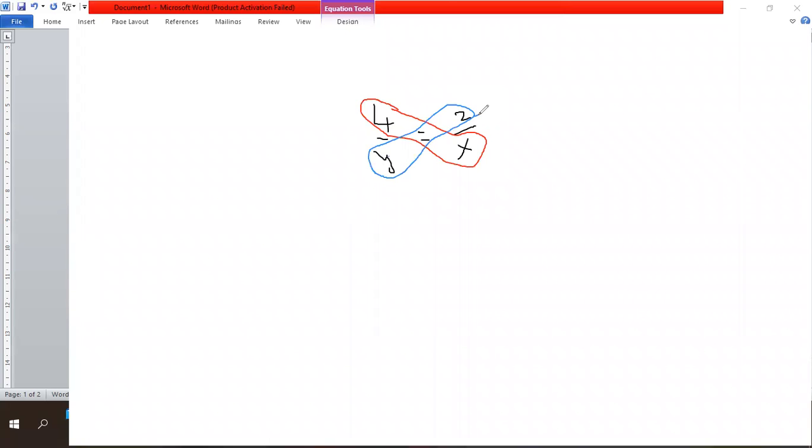So if you are cross multiplying, you're going to say 4 times x, which will give you 4x. We are told that we have to separate them with an equal sign. And then you multiply 2 and y, you get 2y.